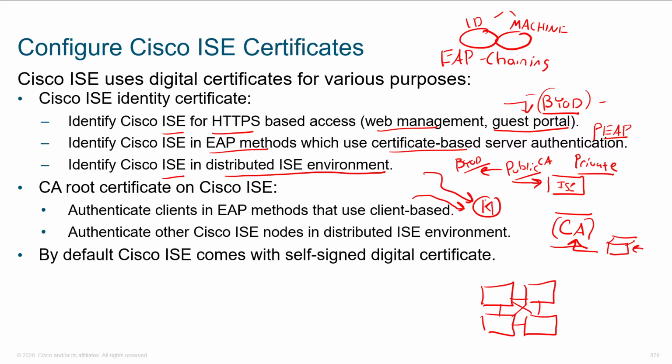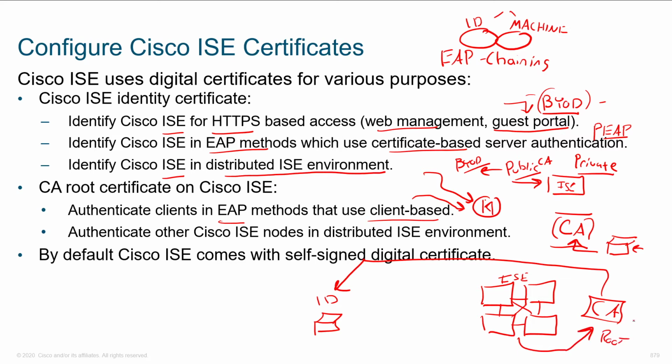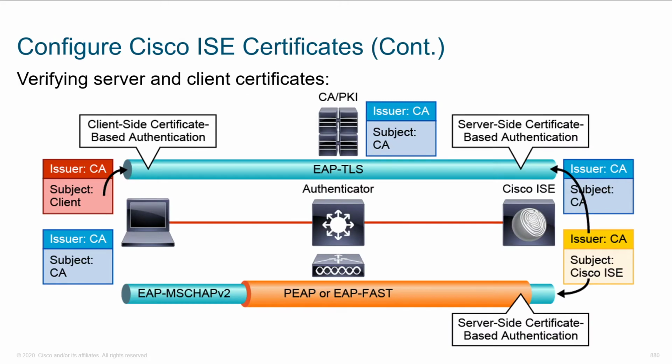So the CA root certificate, as far as getting it onto ISE, we can use it to authenticate clients in EAP methods that use a client-based certificate. That is, if I've got an internal CA server and I'm going to issue identity certificates to my supplicants, ISE needs to believe that this server is a trusted root. Because if not, the identity certificates that these users are presenting wouldn't appear to be valid. So by default, ISE comes with a self-signed digital certificate just to get it up and deployed. Typically, we want to replace that with the certificate that comes from a trusted CA server.